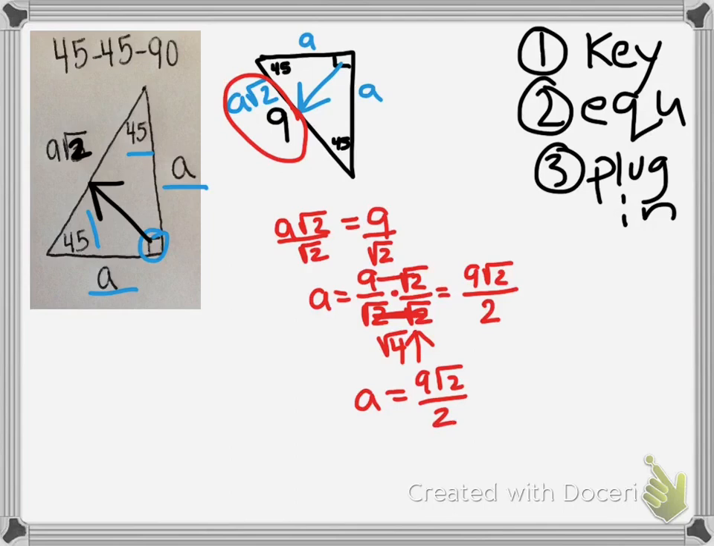Now 9 over 2, those are numbers outside. If that reduced, we could reduce it, but 9 over 2 does not, so we are going to leave that. So we're going to plug that back in up here. A equals 9 root 2 over 2. Okay, well what is this side then? A equals 9 root 2 over 2. And this side would be 9 root 2 over 2.